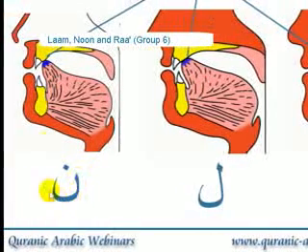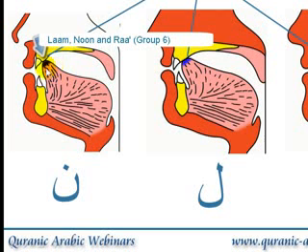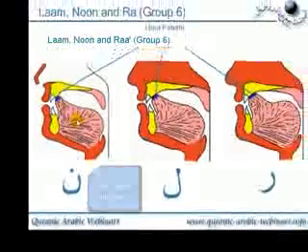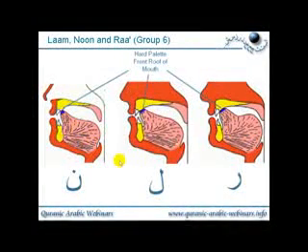Then we have noon, noon. So again, the tip of the tongue pressing on the front hard palate. Your lips actually go a bit round with the noon, noon. That's group 6.